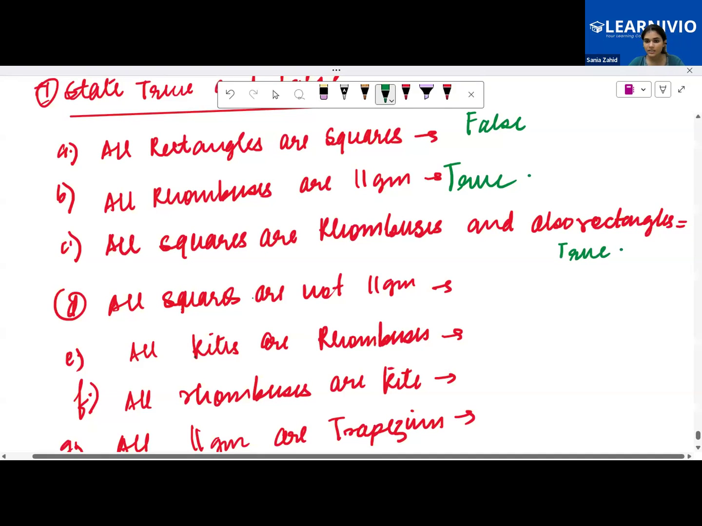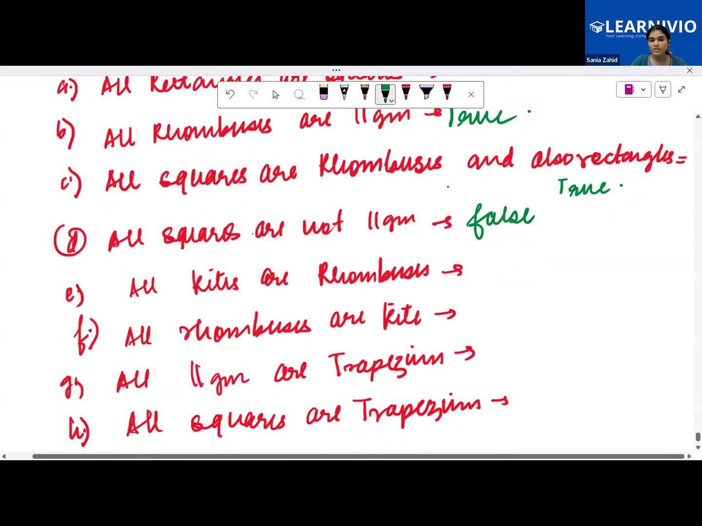Are you able to understand these? Yes, ma'am. All squares are not parallelogram. False. All squares are parallelogram. Why? Because the opposite sides are parallel. That is what's happening in a square.